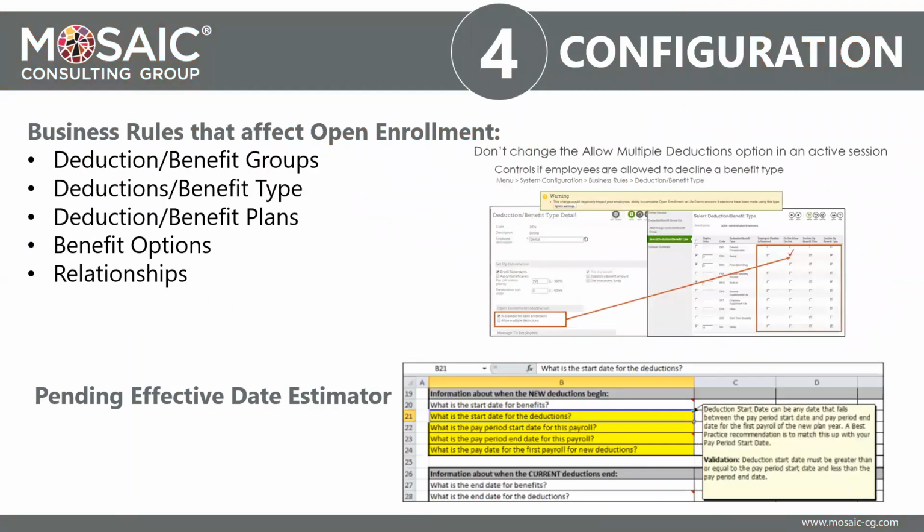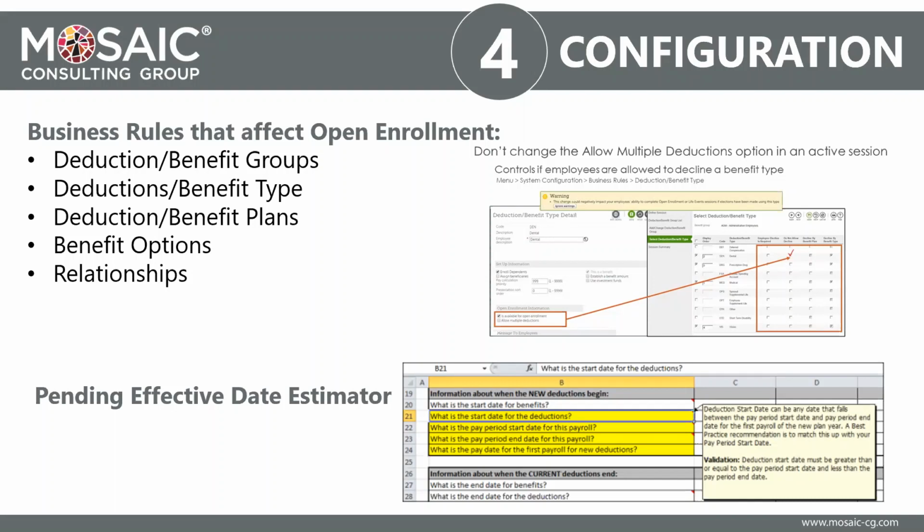So, the configuration part of open enrollment. Before you begin configuring your session or sessions, if you need multiple, it's important to review and update all business rules that affect open enrollment. These include your deduction benefit groups. Your deduction groups identify specific deduction plans which your employees are eligible for. Deduction benefit types: you can set your deduction types to be available in open enrollment or not.